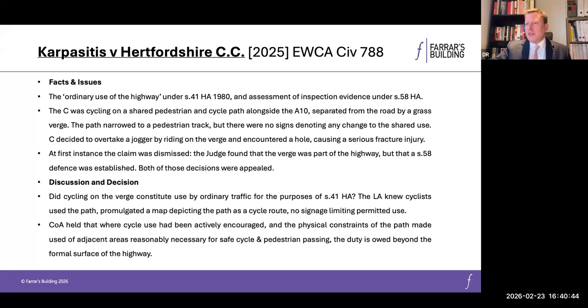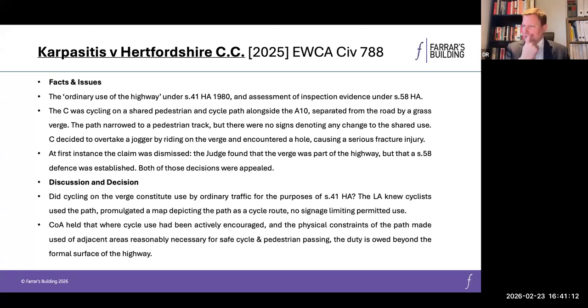The factual background is that the claimant was cycling alongside the A10, a relatively major road, a dual carriageway, and the path is separated from the road by a grass verge. As the claimant cyclist comes along alongside a jogger on the path, he overtakes the jogger by cycling over the grass verge and encounters a hole and sustains serious fracture injuries.